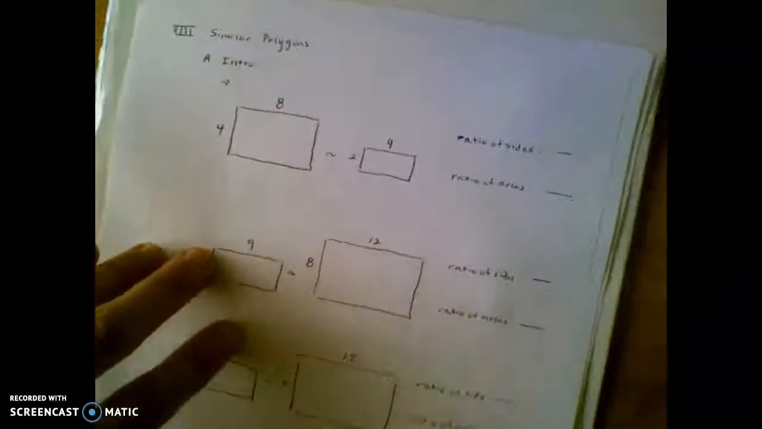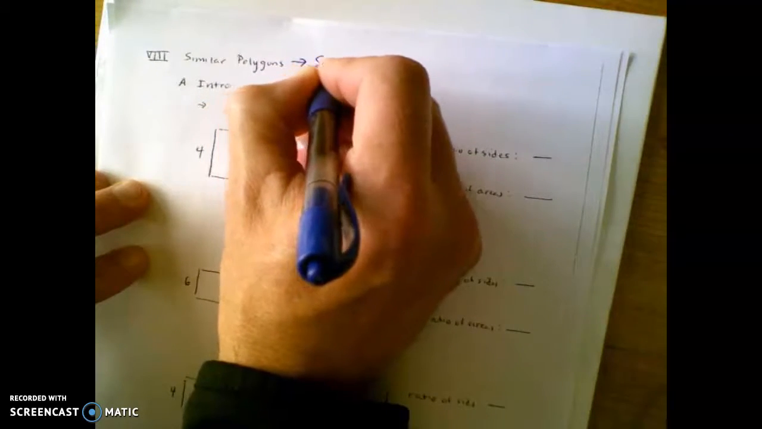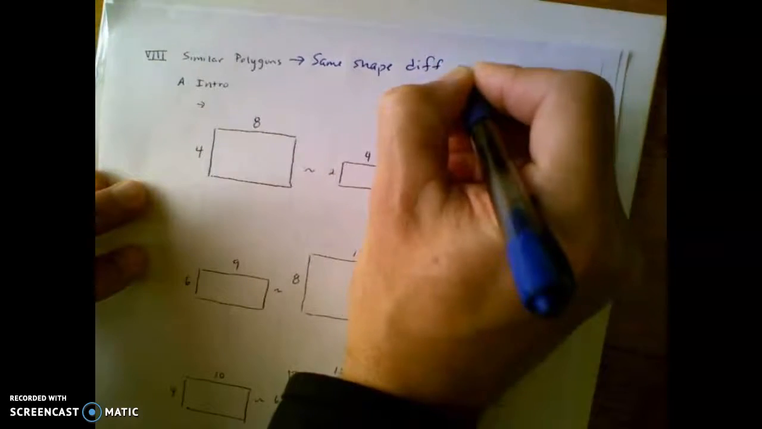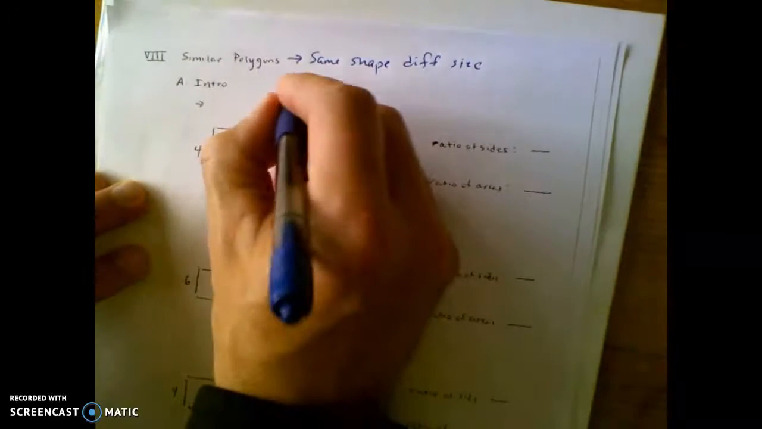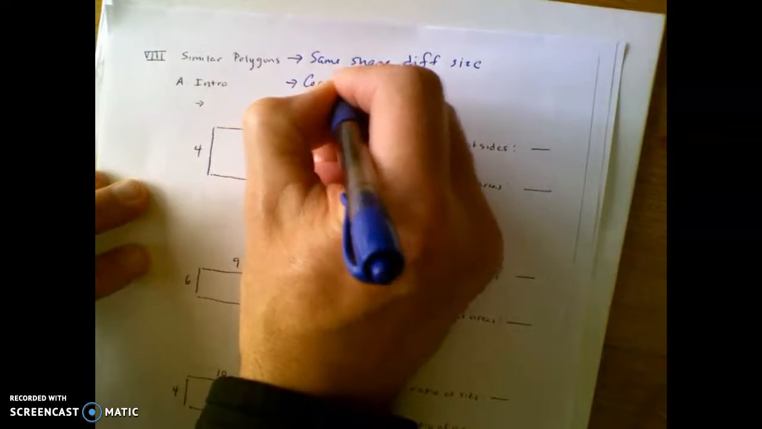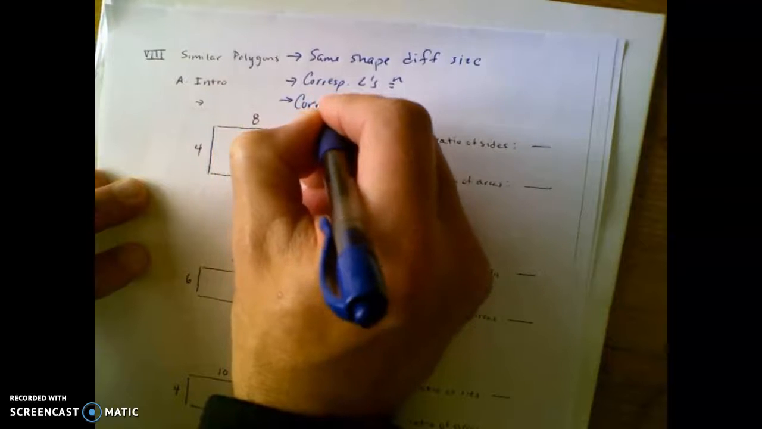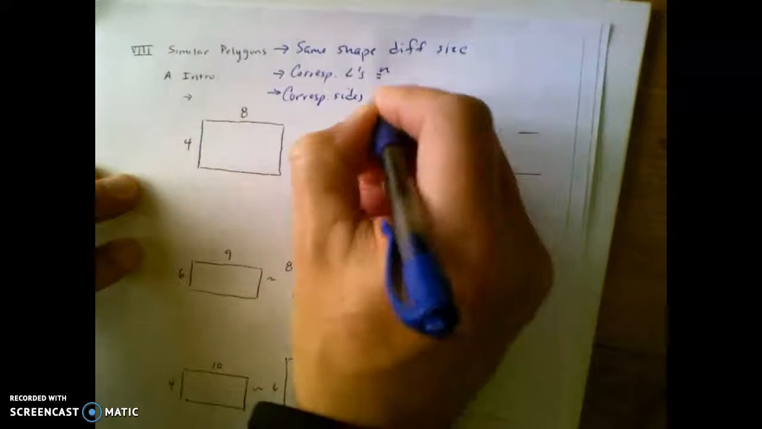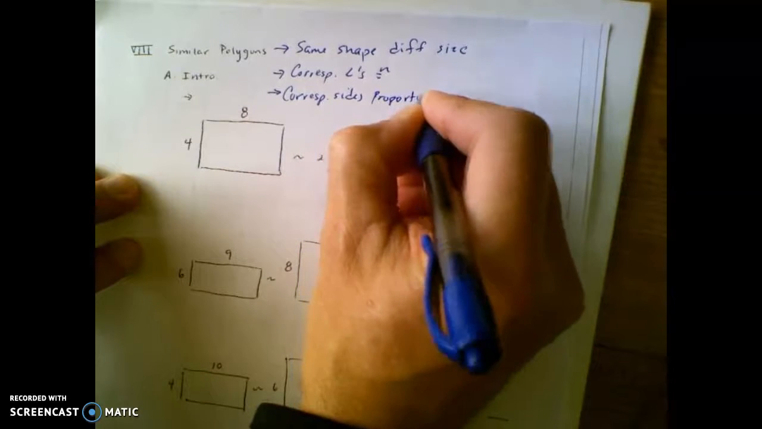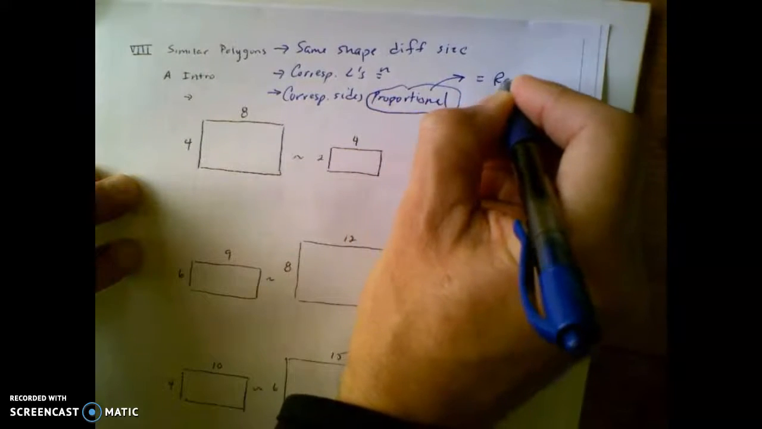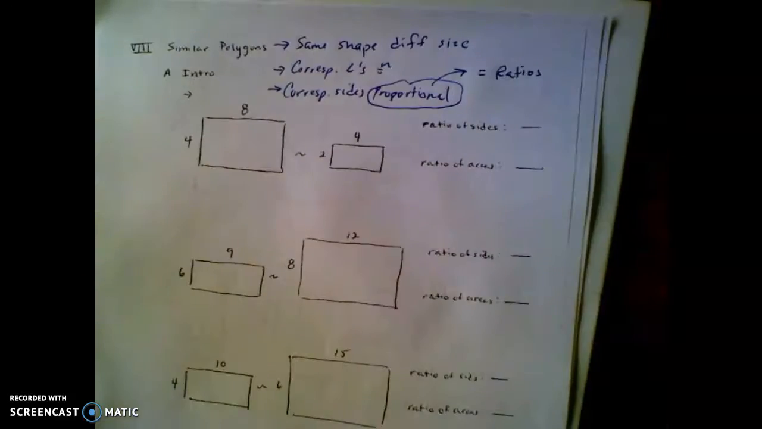We're going to take a look back at something that we did in Unit 7, which was similar polygons. Remember, similar polygons are the same shape, different size. Remember that the corresponding angles were congruent. Corresponding sides were proportional. Proportional means equal ratio. So when you make ratios, they all reduce down to the same thing, is what proportional means.